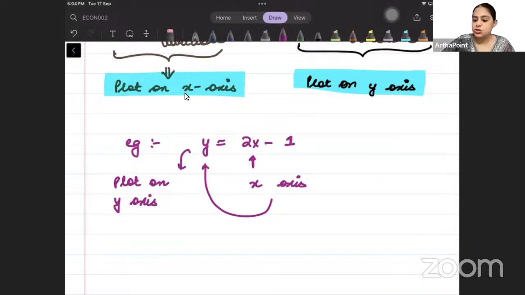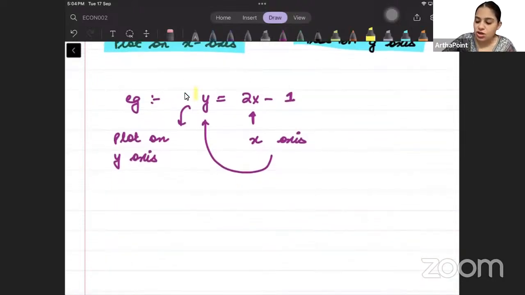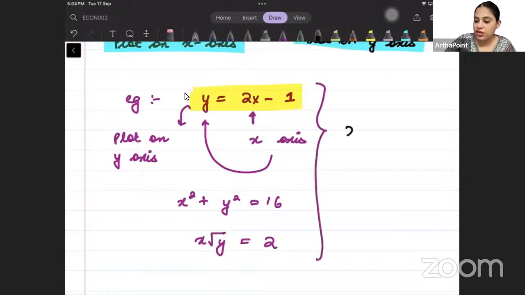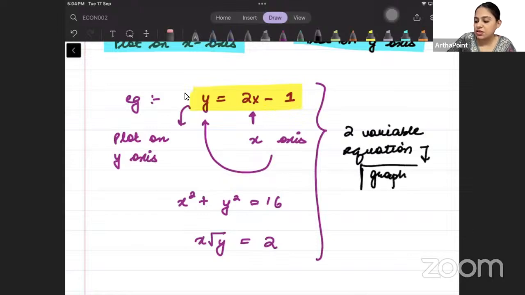Whatever equations we have, for example y is equal to 2x minus 1, x square plus y square is equal to 16, x root y is equal to 2, whatever equations we have in two variables, we can go ahead and represent them using a graph. We can present them using a graph.